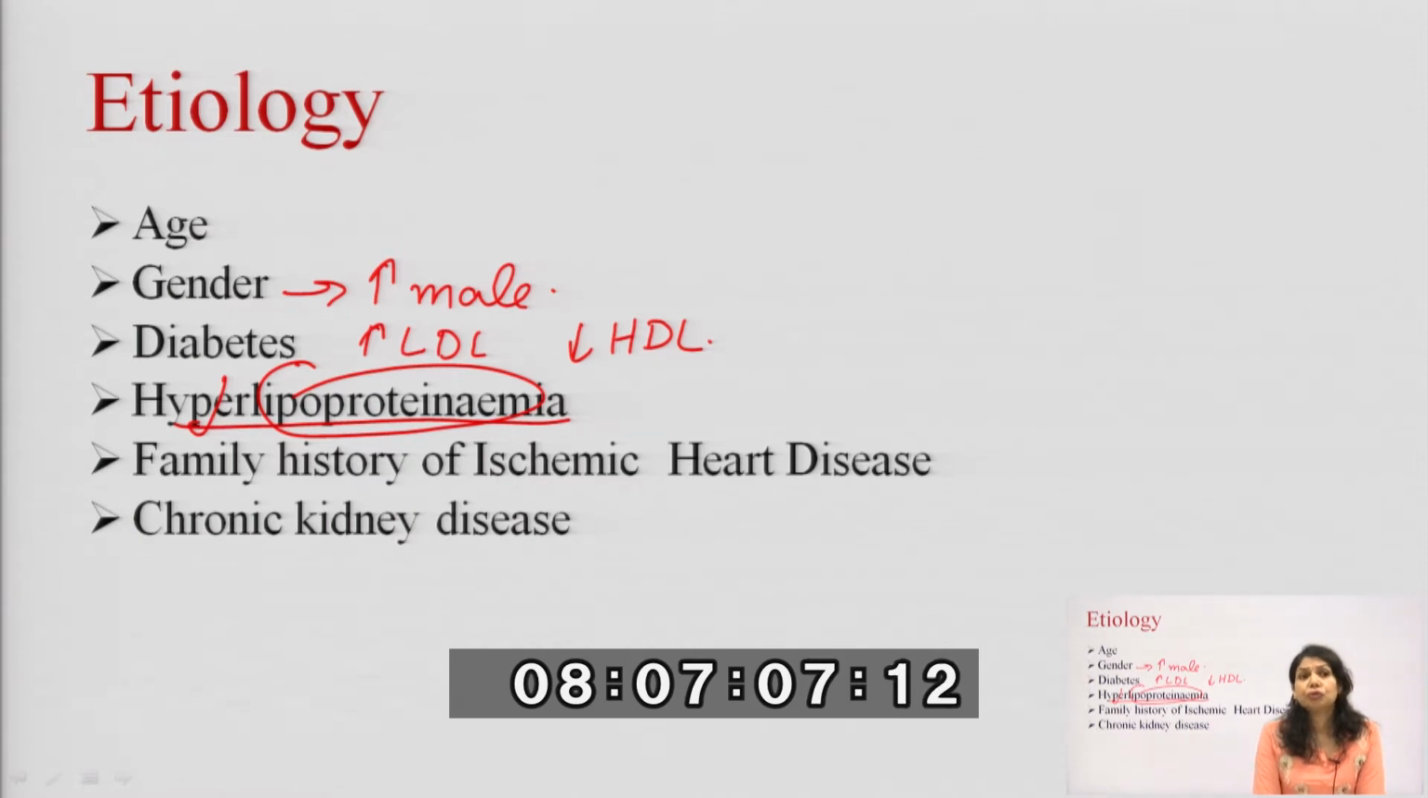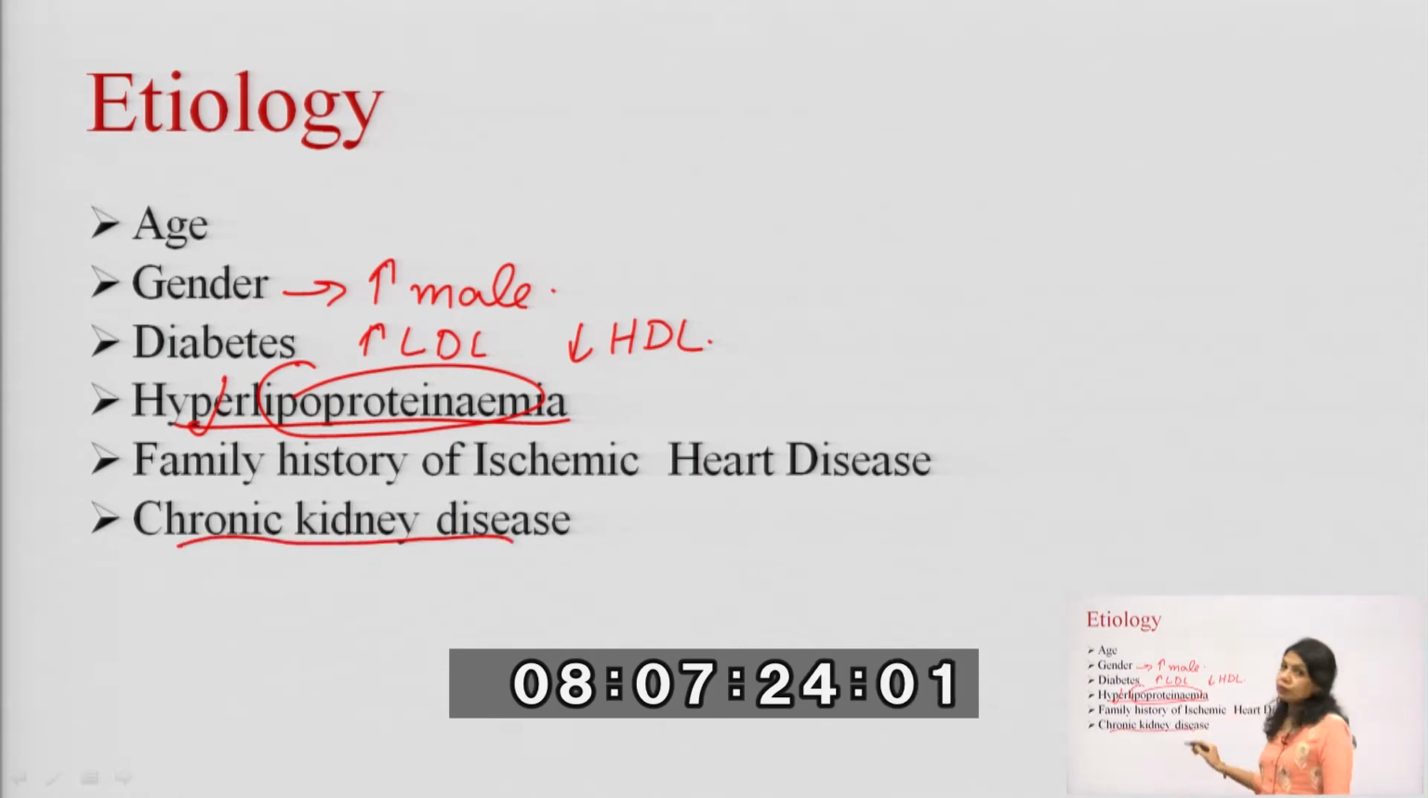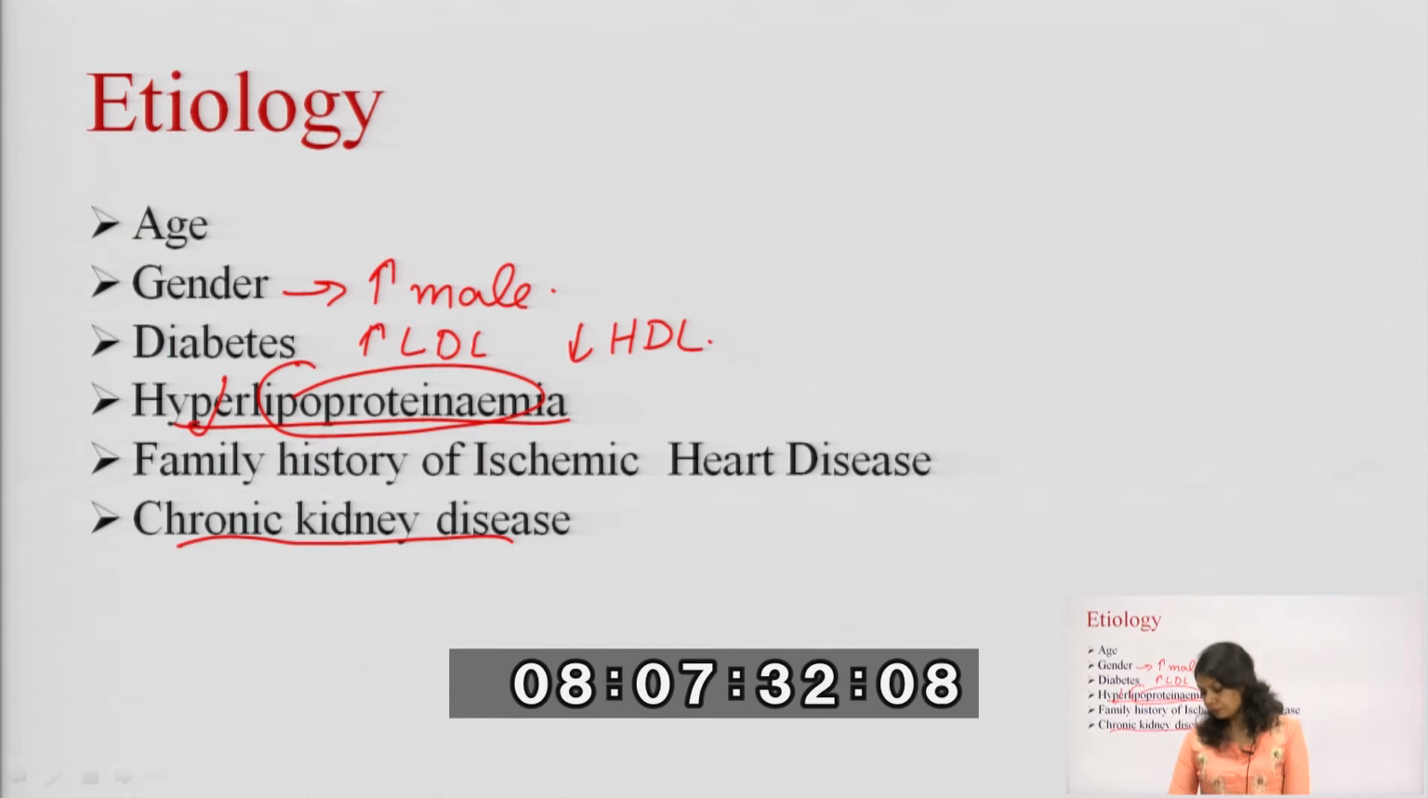Then family history of ischemic heart disease: if a parent is suffering from ischemic heart disease or infarction, the child or progeny may suffer from this disease. Then last is chronic kidney disease. If a patient is suffering from kidney disease, then also the patient may suffer from myocardial infarction.